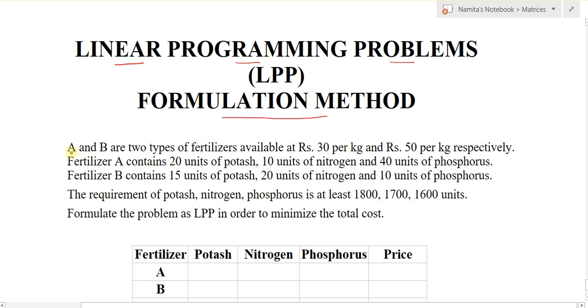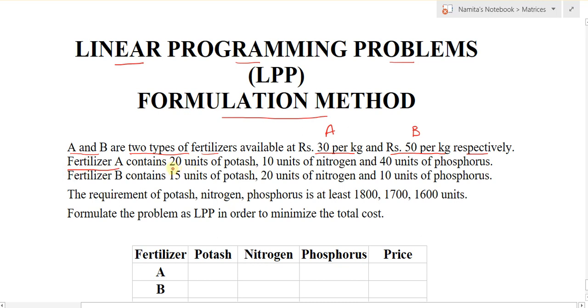The example is: A and B are two types of fertilizer. Now these fertilizers are available at rupees 30 per kg and rupees 50 per kg respectively. So the price of fertilizer A is rupees 30 per kg and the price of fertilizer B is rupees 50 per kg. Now next further information is given.